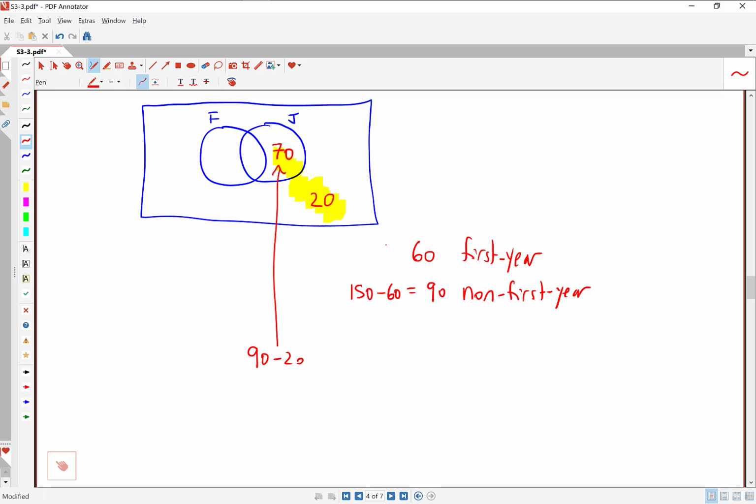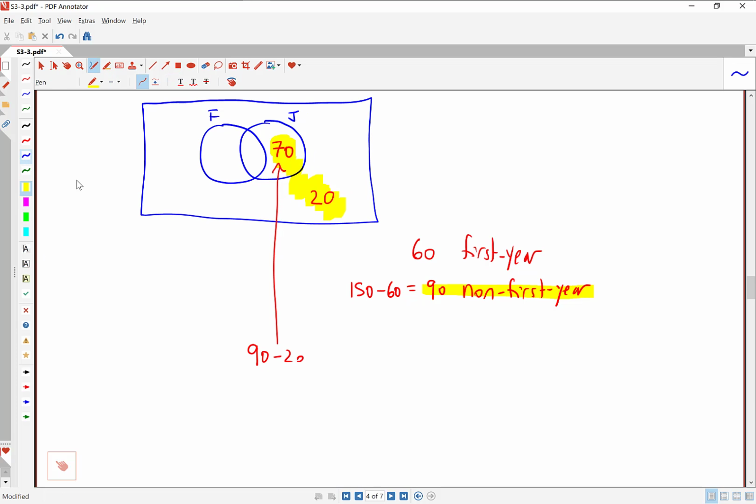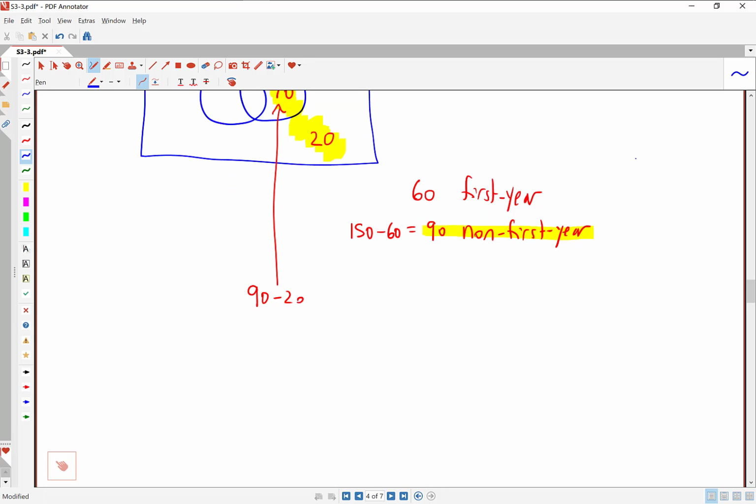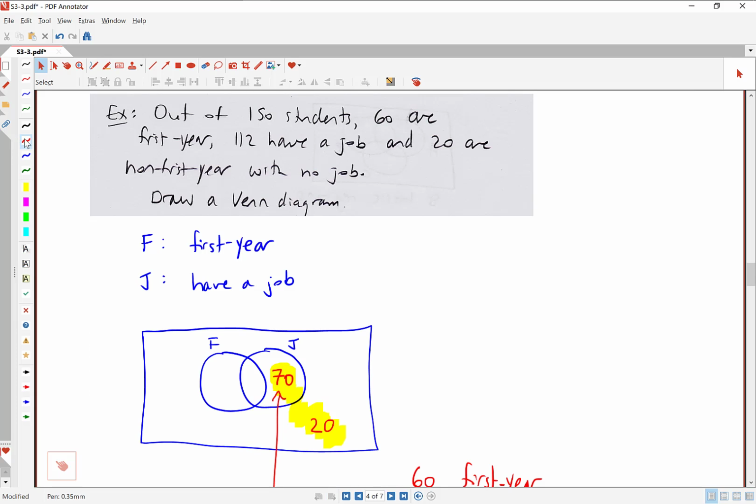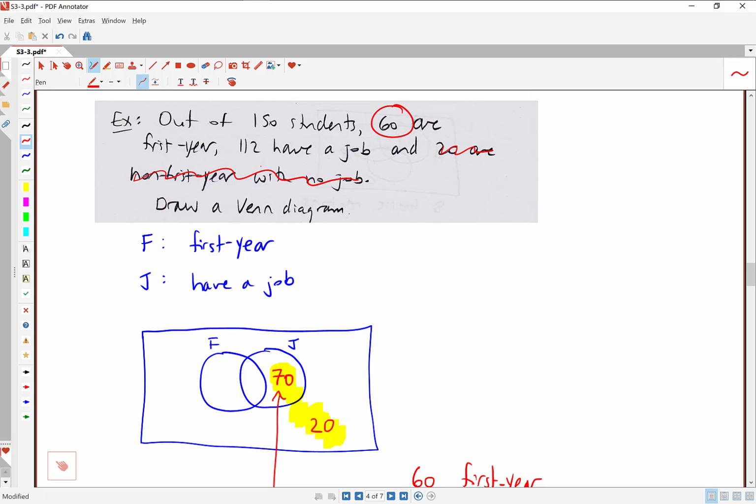So we really used 2 steps of reasoning there. First, we figured out there would be 90 non-first year students. And then we figured out that would mean there would be 70 students in this region here. So I'm going to draw a second version of this diagram just so that our reasoning doesn't get too cluttered. And let's look back at the information from the problem. So we've used the fact that 20 are non-first year with no job. We've indirectly used the fact that 60 are first year, but we may be able to use that again, we'll see. And we haven't used the fact that 112 have a job. We may be able to use the fact that there are 150 students in total. Okay, so let's move forward with this information.